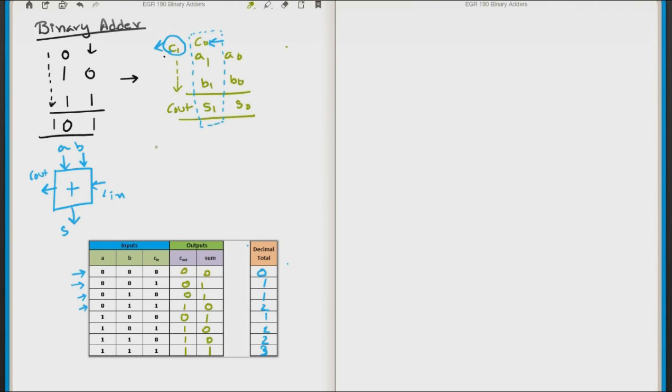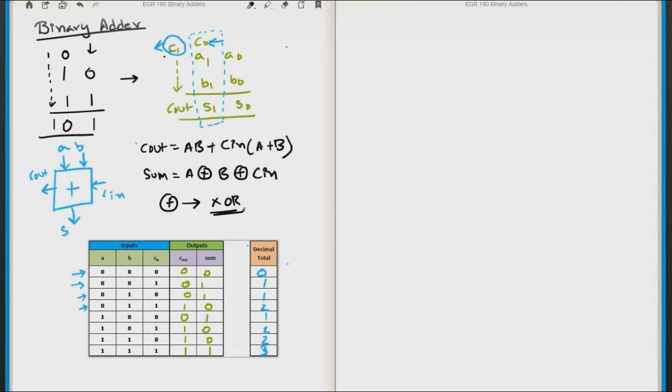So from that, if you take the K-map and simplify the functions for sum and carryout, my carryout will have a formula of AB plus Cin times (A plus B), and my sum is going to have a formula of A XOR B XOR Cin. Just for you to know, this symbol stands for XOR.